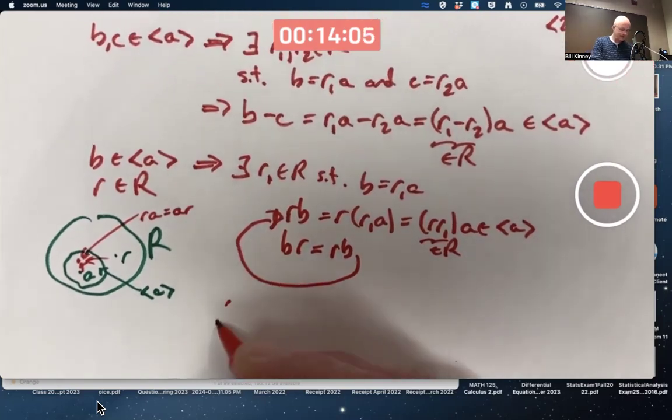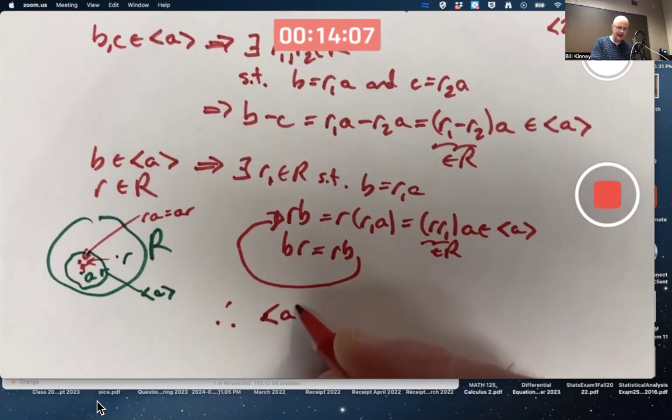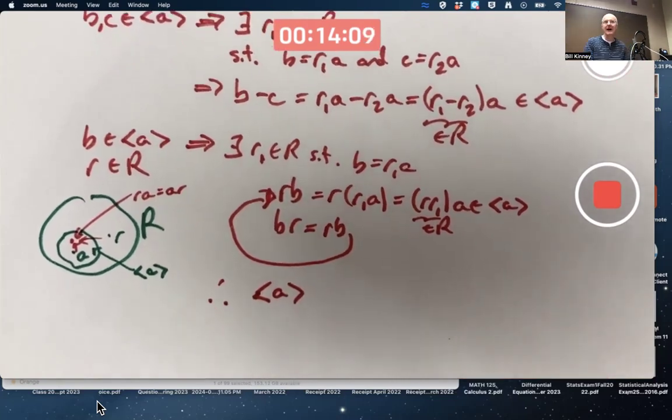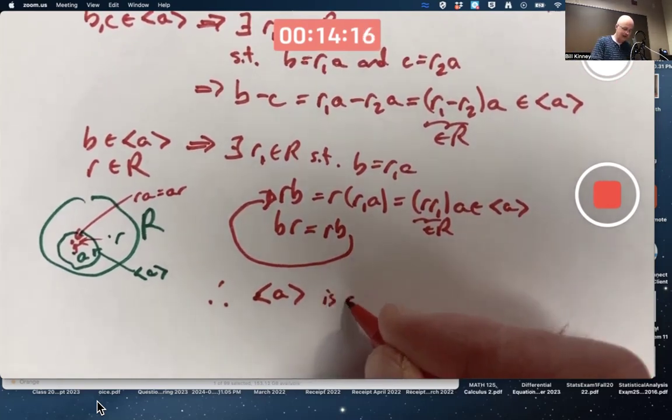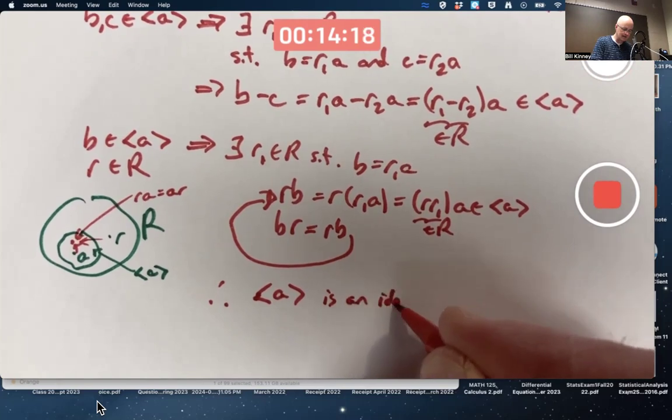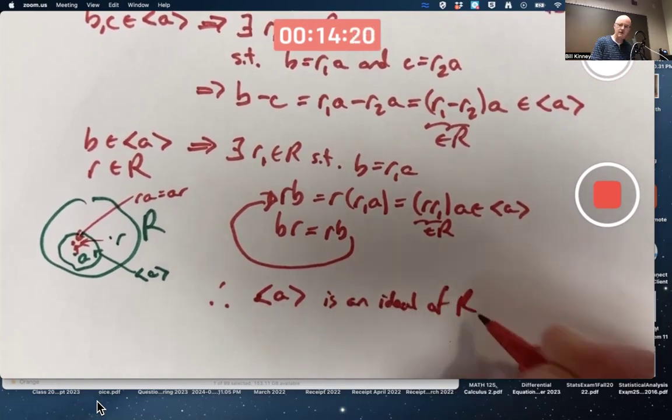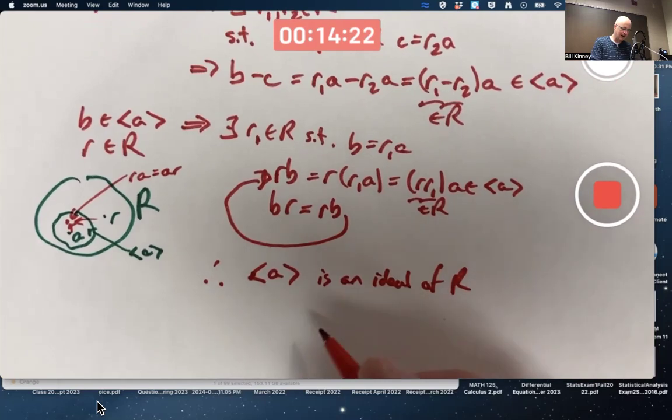Therefore, this principal ideal generated by A is in fact an ideal, as its name implies. It's an ideal of the ring R by the ideal test.